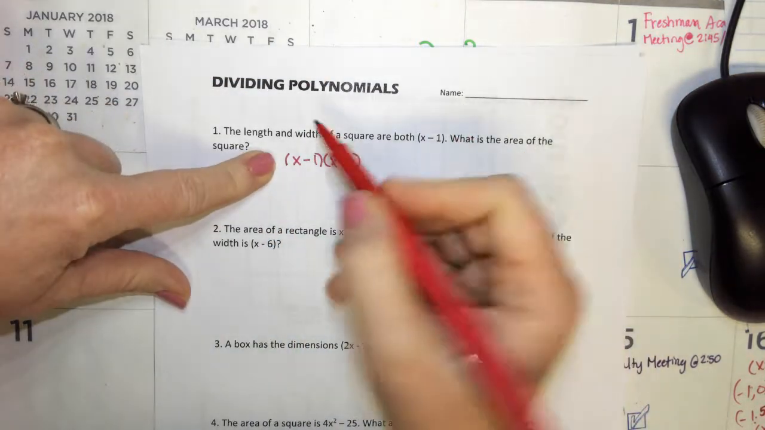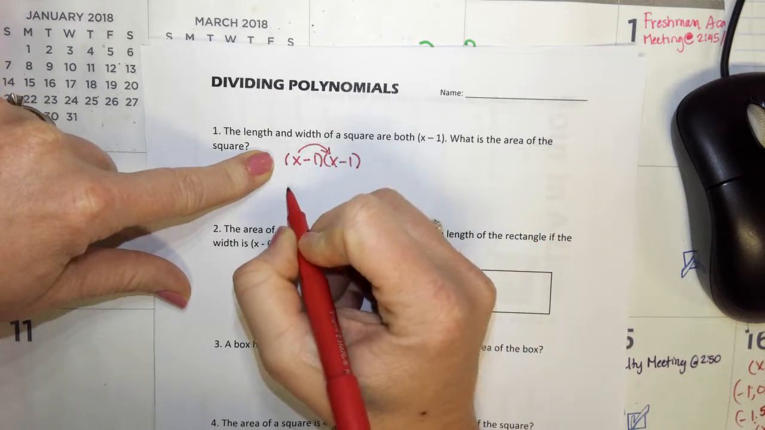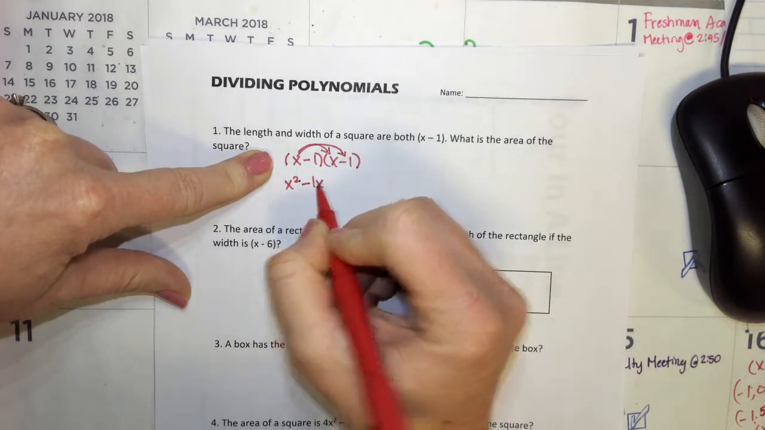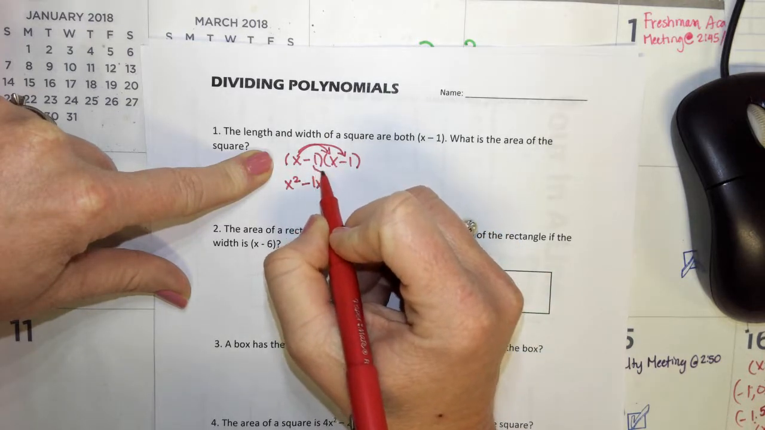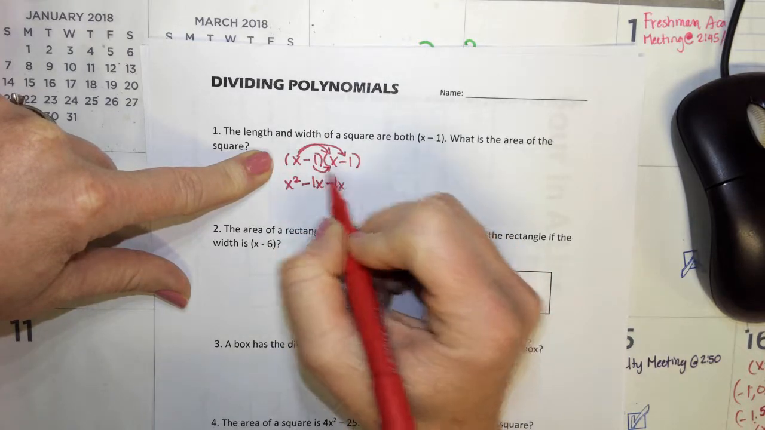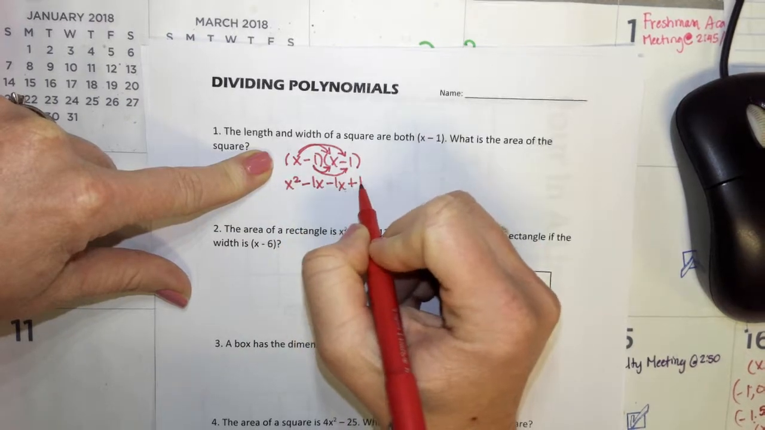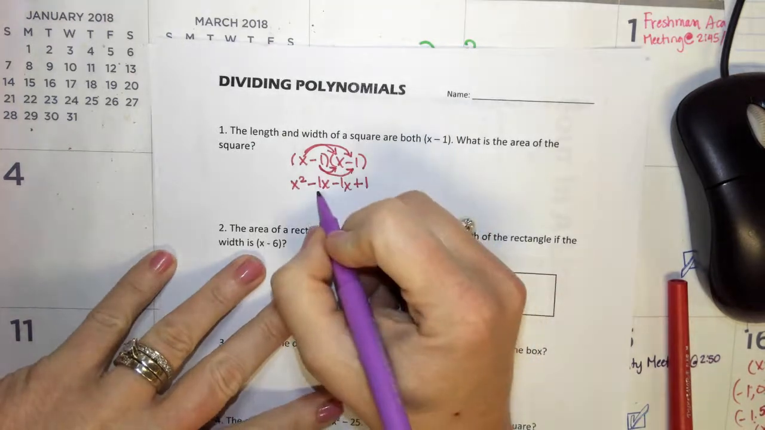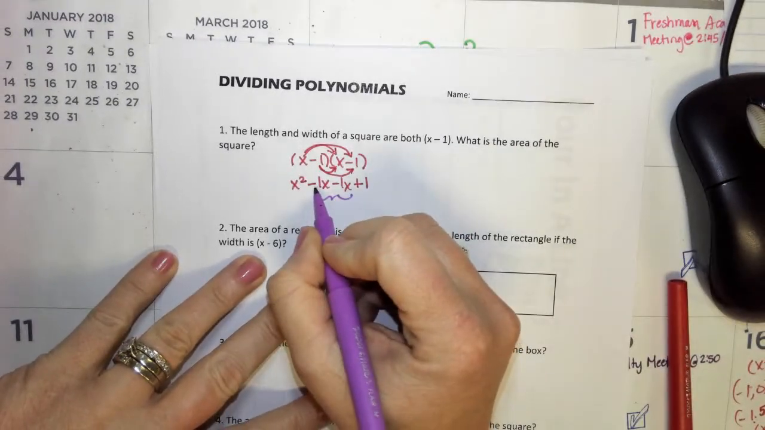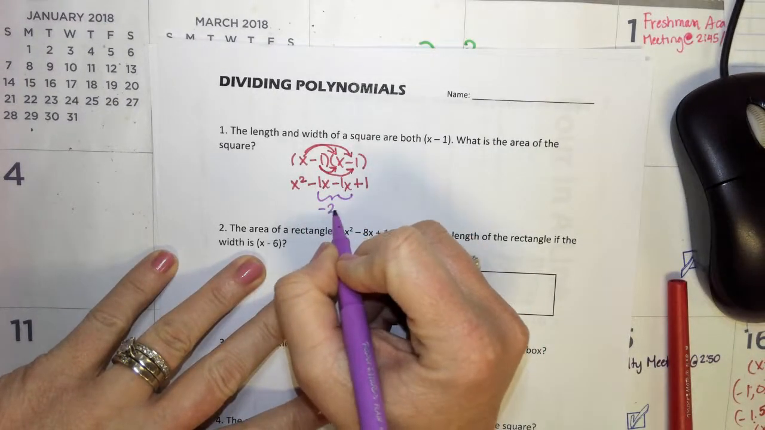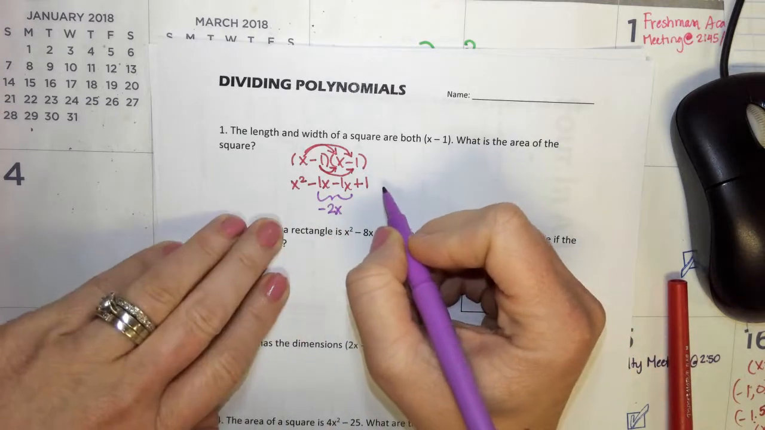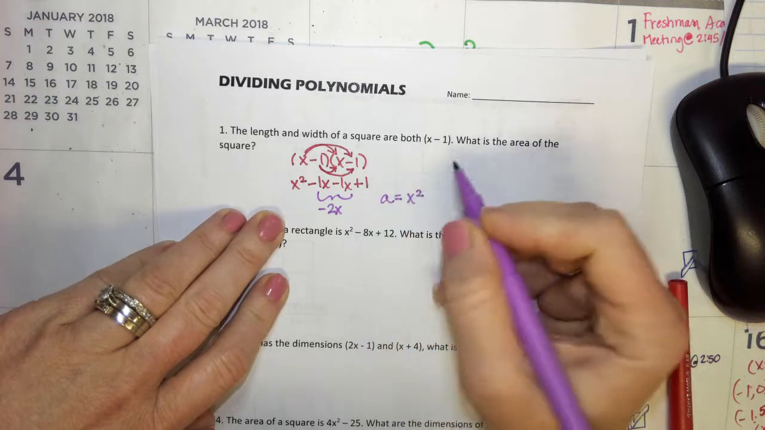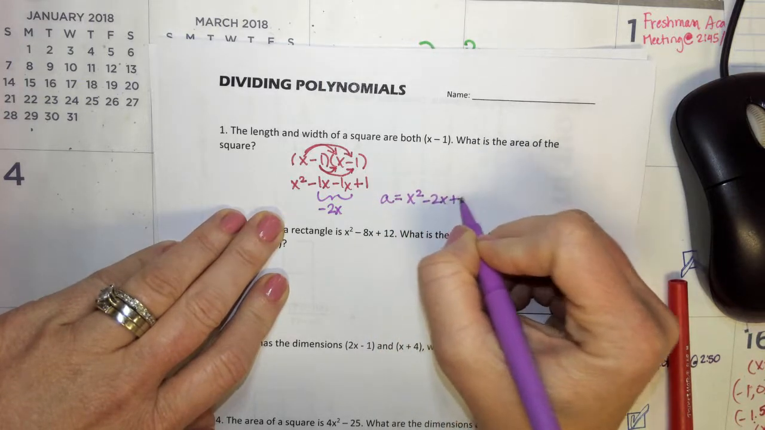So here I'm just going to use double distribution. So x times x gives me x squared. X times negative 1 gives me negative 1x. And then down at the bottom, negative 1 times x is negative 1x, and negative 1 times 1 is positive 1. So then I have to combine my like terms here. So negative 1x minus 1x gives me negative 2x. So therefore, my area would be x squared minus 2x plus 1.